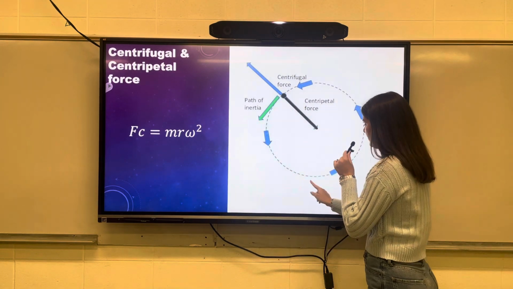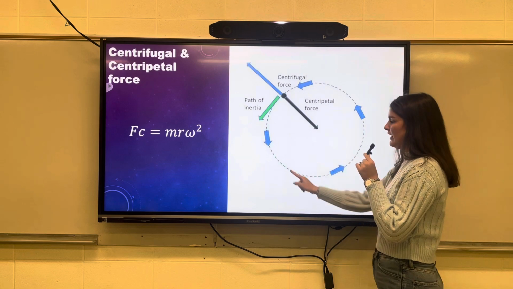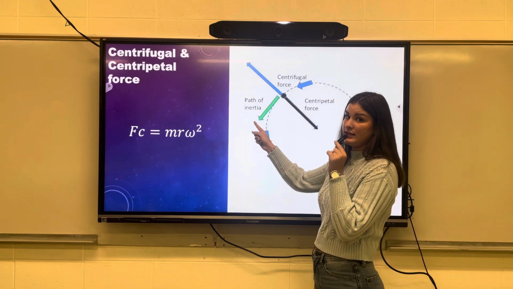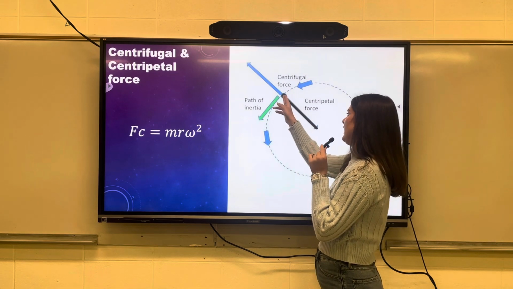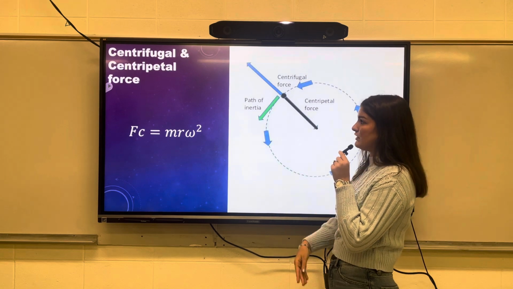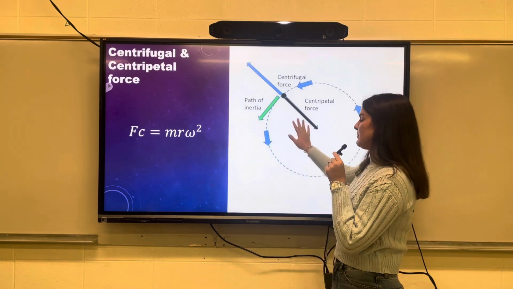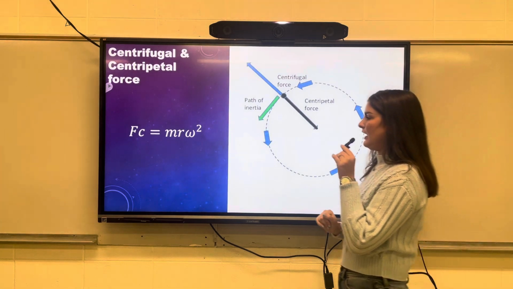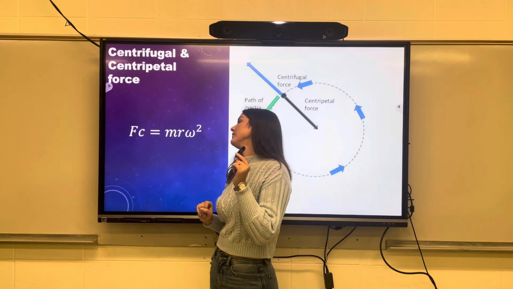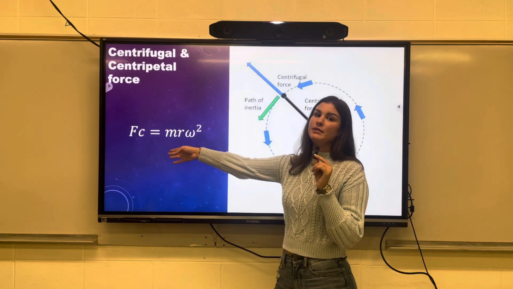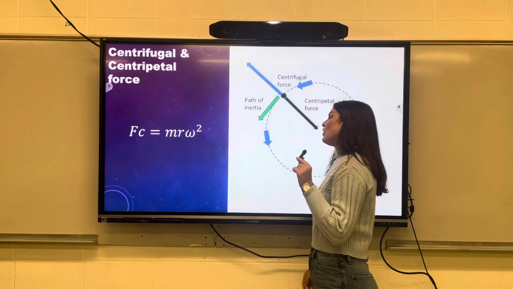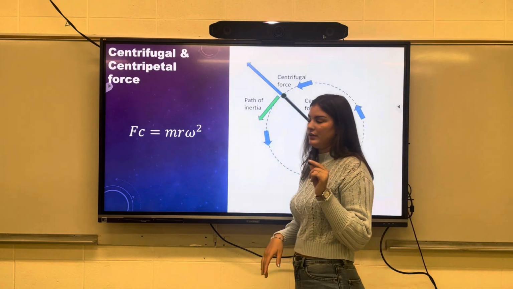This is the path of our mass, and it's rotating. And then we have, of course, tangential acceleration, and we have centripetal acceleration, and speed and velocity over here. But on this picture you cannot see it, you can just imagine it. And we have the formula for centripetal and centrifugal force. It's mass times radius times angular speed squared. So the radius is really important.